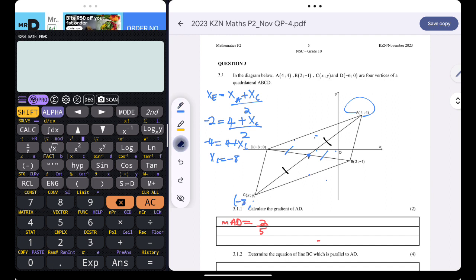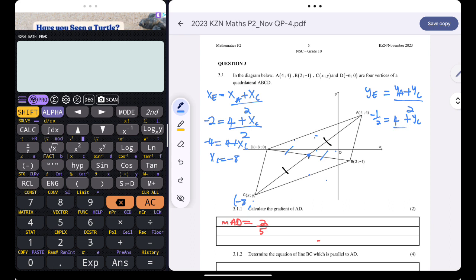Okay, now I know that x is equal to -8. Now I need to find y. For y, I'll simply do the same thing. I know that the y value at point E, I will get it when I say y value at A plus the y value at C, rather, all over 2. I do know that my y value at E is equal to -1/2. And the y value at point A was given to me. I have 4.